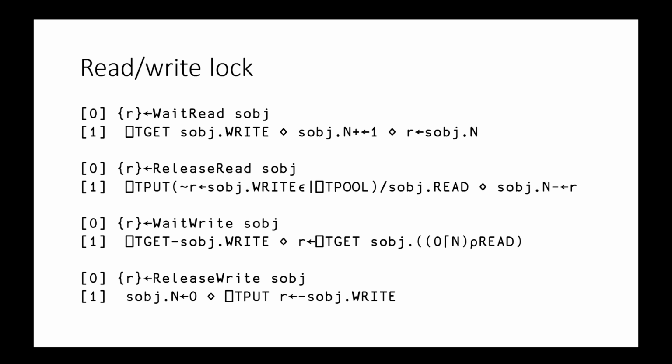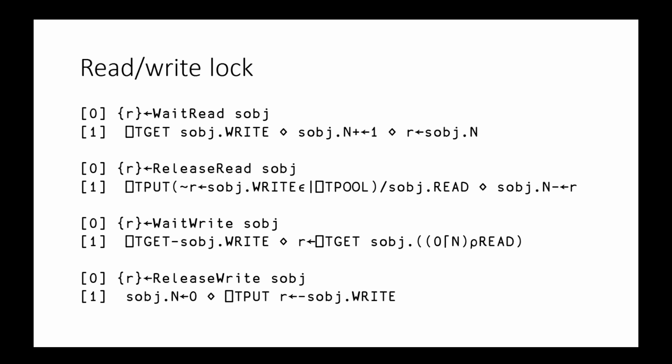If you want read access, you ask for the write token, but you ask for the positive value of the write token, so you don't remove it from the pool. You increase the number of read accesses by 1, and you go.